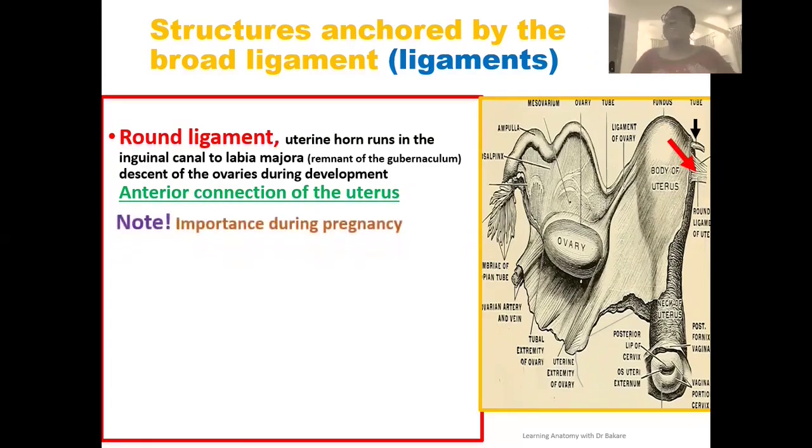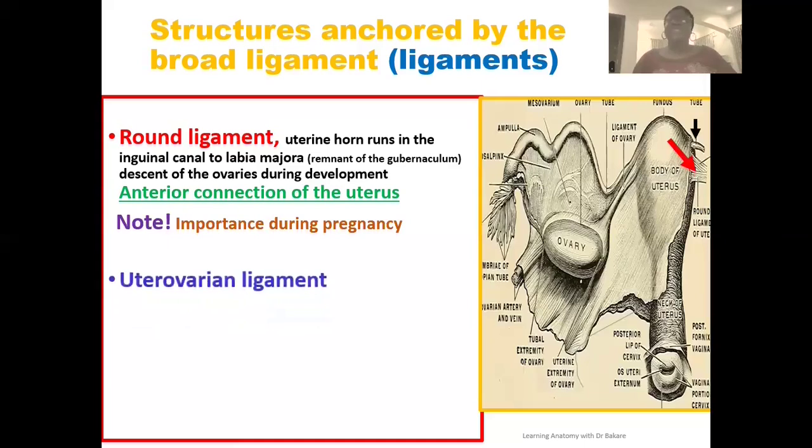It is also important to highlight the importance of the round ligament of the uterus during pregnancy. During pregnancy, the round ligament of the uterus stretches, and this is how it gives allowance to the uterus to expand and extend into the abdominal region. So the uterus is able to move out of place and extend into the abdominal space during pregnancy because of the expansion of the round ligament of the uterus.